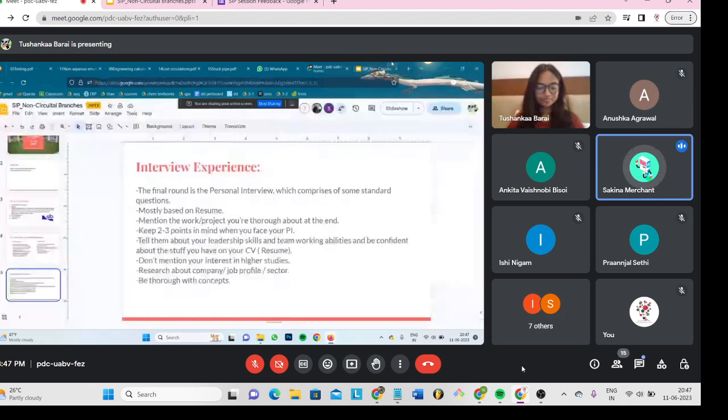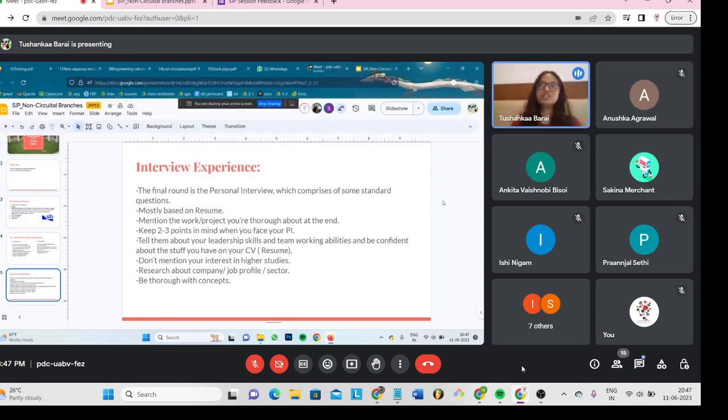Out of the 4 rounds, how many people get filtered out after every round? Till the last round, the interview round, we had around 15 or 16 people, like I told you about the group activity round. After that, for the interview process, only 8 or 9 people were shortlisted, and for the final offer, only 4 people remained.